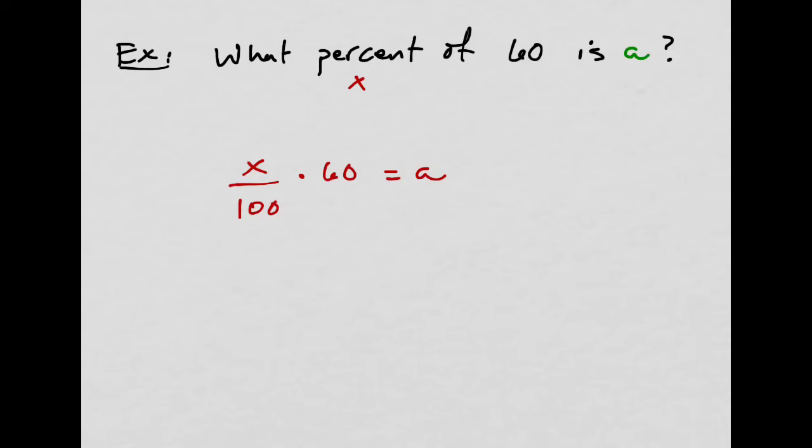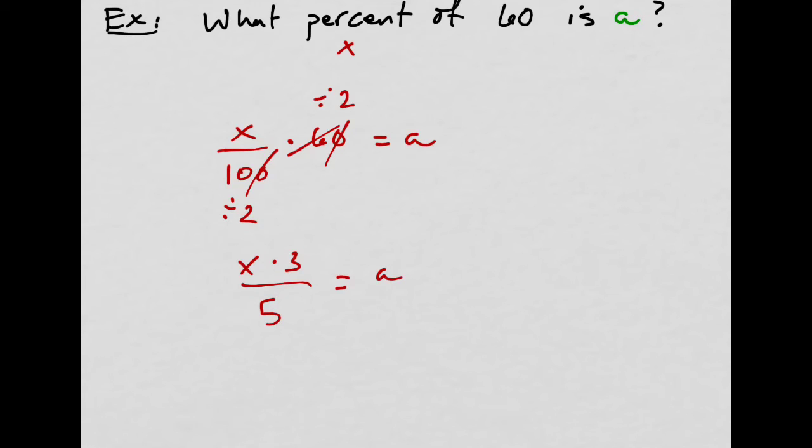So really all I'm doing is I read the words and set them up. So that's what I did here. And then I'll solve for x, because x is what it's asking me for, what percent. So here, I guess I'll just cross cancel. I can divide by 10. So that goes away and that goes away. So I just have 6 over 10, but I can divide that by 2. So I get x times 6 divided by 2 is 3 over 5. And that is going to equal a.